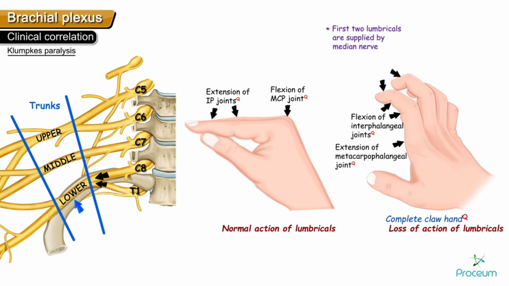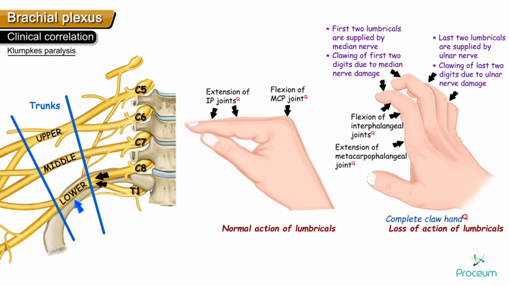The first two lumbricals are supplied by median nerve. Thus, clawing of the first two digits indicates median nerve injury. The last two lumbricals are supplied by ulnar nerve. Thus, clawing of the last two digits indicates ulnar nerve damage. But when there is a complete claw hand, suspect Klumpke's paralysis or injury to the lower trunk of brachial plexus.